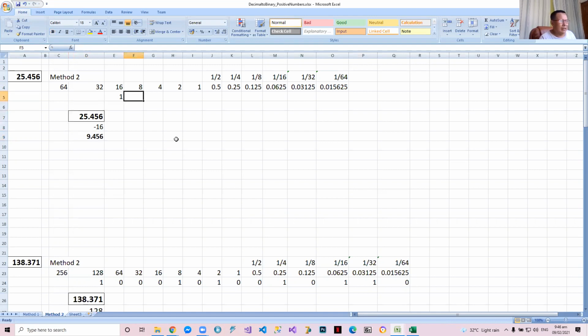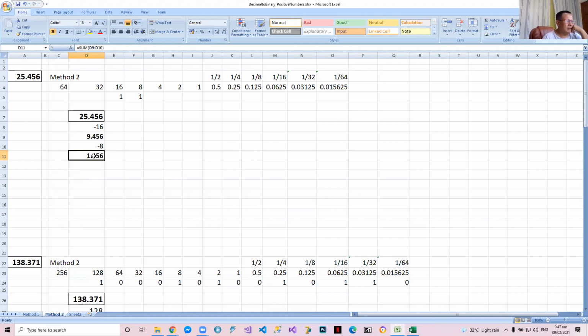Oh, it's obvious, we can pick 8. People are still coming in. I'm going to check the attendance after this solution. So we can pick 8, we mark this as 8. Okay, so we subtract 8 now. The result is 1.456. You follow?